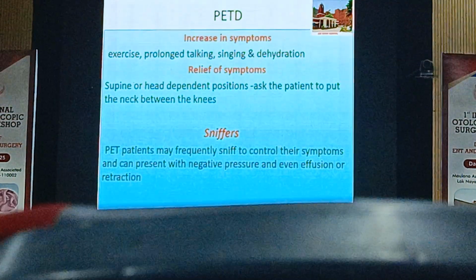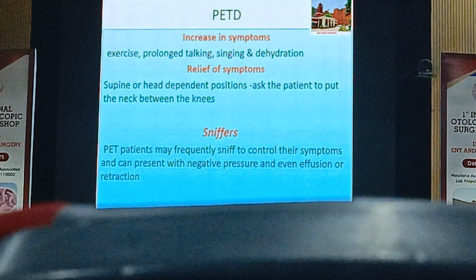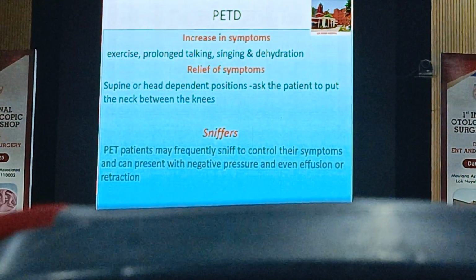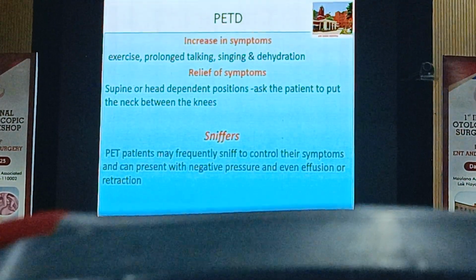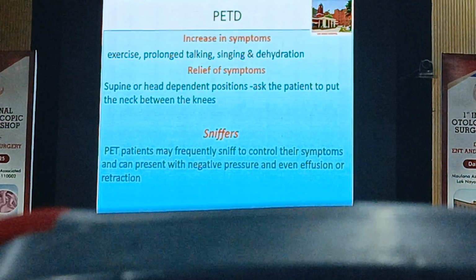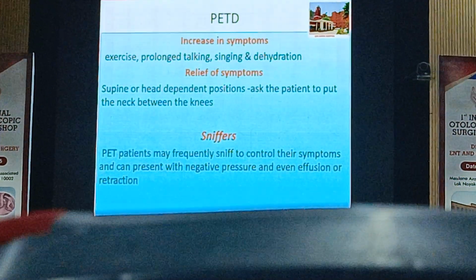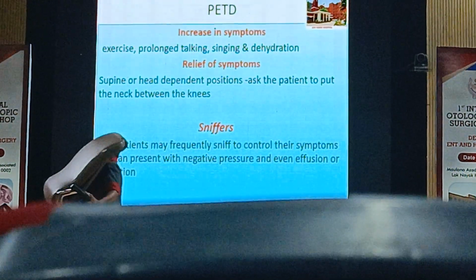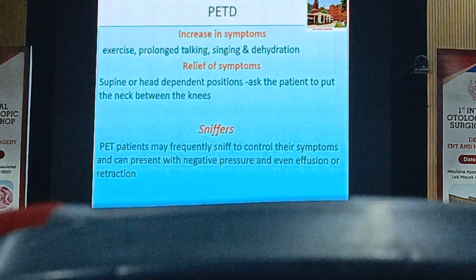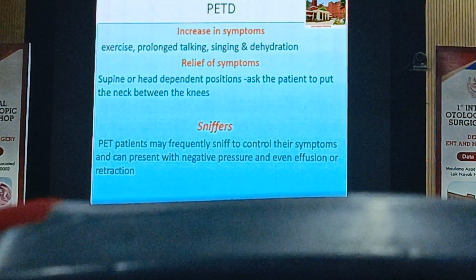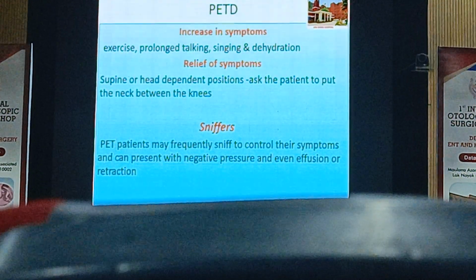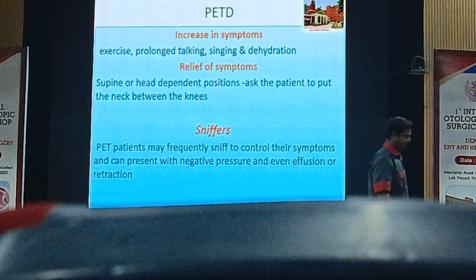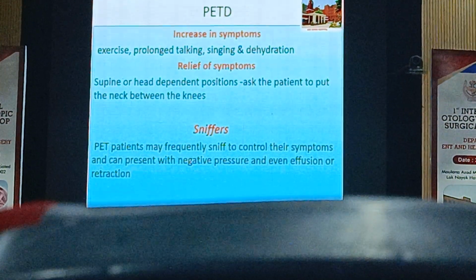So how can you check it? You ask the patient to perform exercise. The patient will have dehydration, and there will be more patency of the Eustachian tube, so there will be more symptoms. Then ask the patient to put the head down between the knees. There will be congestion around the Eustachian tube, and the symptoms will retract. The patient will say, "I am feeling better." These are two tests you can perform in a patient who is telling you about a symptom, and you can confirm.